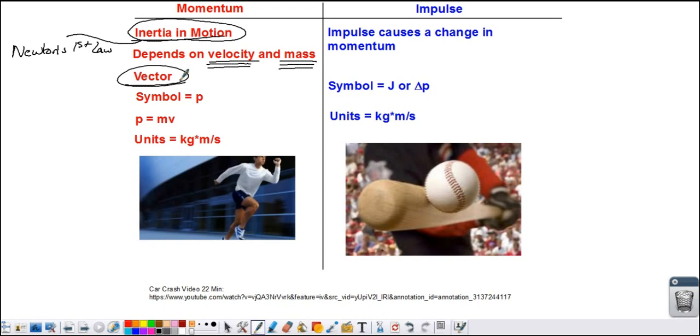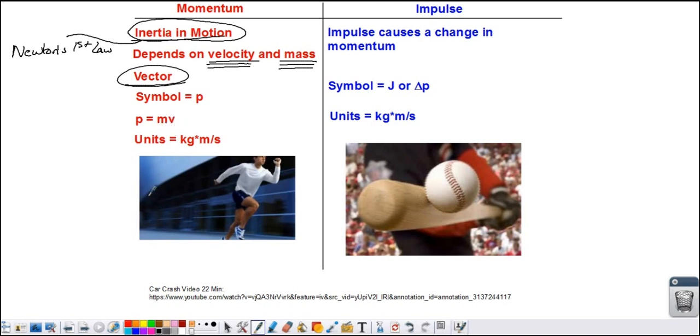The symbol is the lowercase letter p. There's no real reason that we know of for this. We're not going to use the lowercase m because it's used for mass, and it's right here in our equation. The capital P we just got through using for power, so we need something different, so we're going to use this lowercase p.